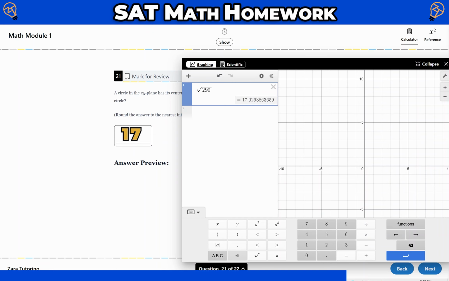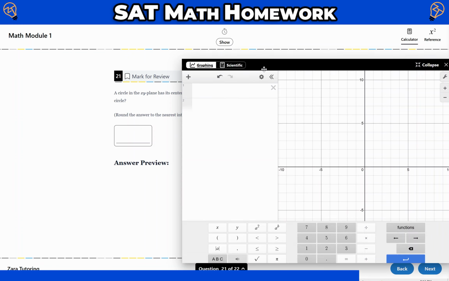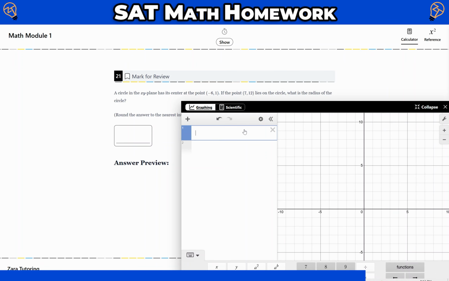Now, all that was a pretty lengthy explanation. It took me like 2.5 minutes, right? Now, instead, what I'm going to do is just plot these points. Let's call the center point C, and I'll put parentheses. It's very important that you put the equal sign. And now I'll call this other one maybe P for point.